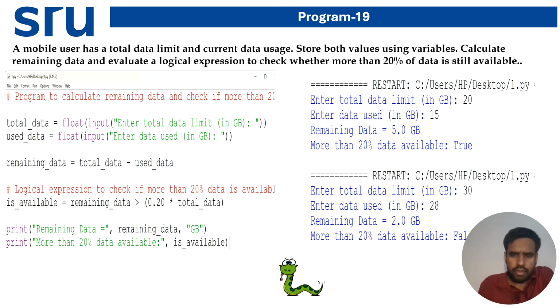Now come to program number 19. What is program number 19? A mobile user has a total data limit and a current data usage.